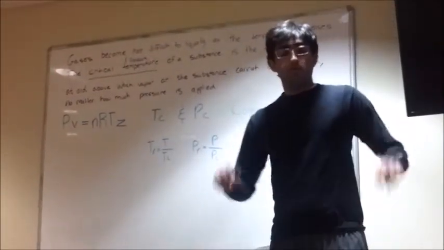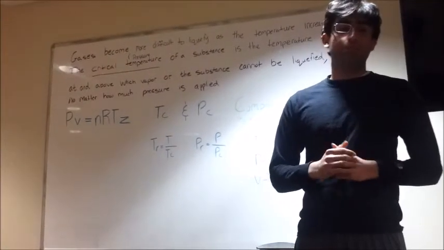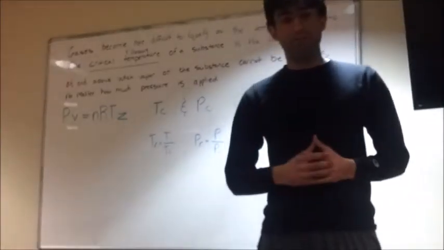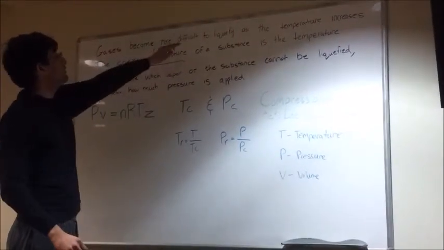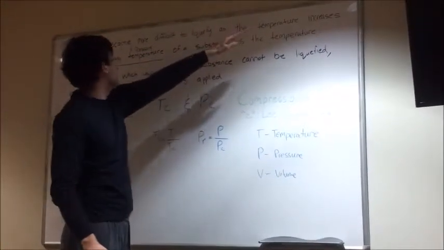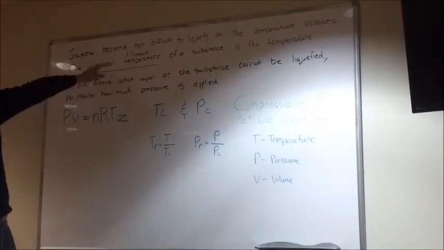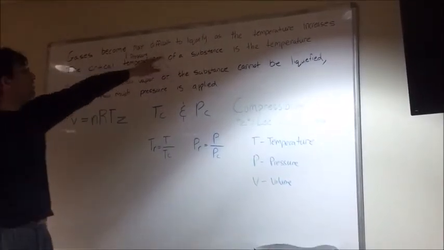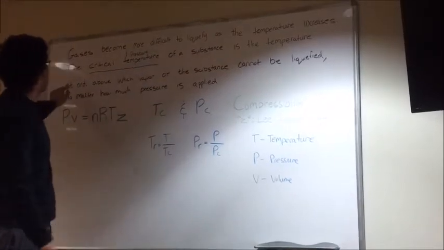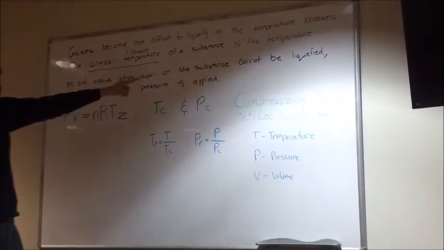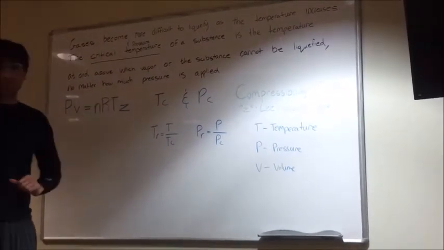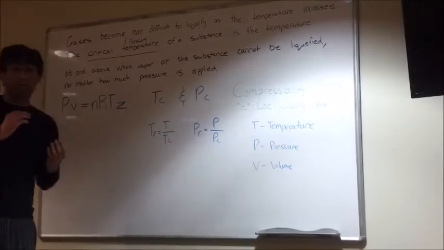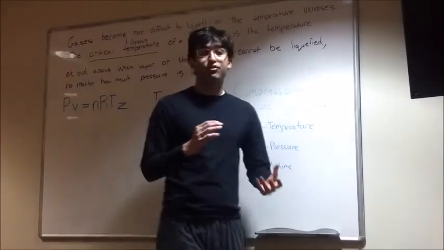Now, another important fact to know is what critical temperature and critical pressure is. Critical pressure and critical temperature is when gases become more difficult to liquefy as the temperature increases. The critical temperature and critical pressure of the substance is the temperature at and above which vapor of the substance cannot be liquefied, no matter how much the pressure is applied. So that's the definition of what critical temperature is.